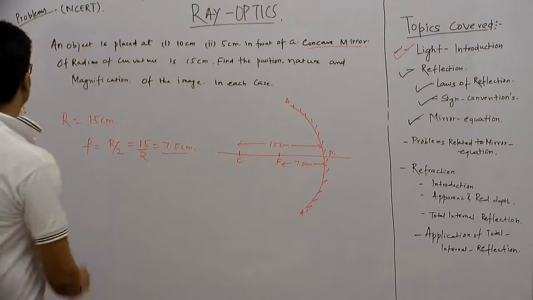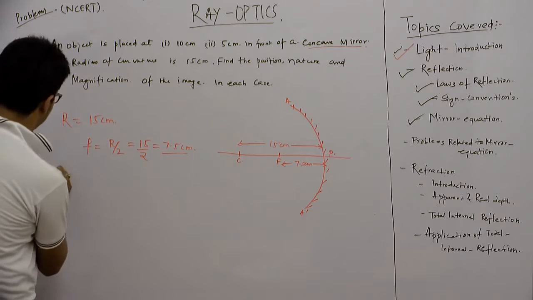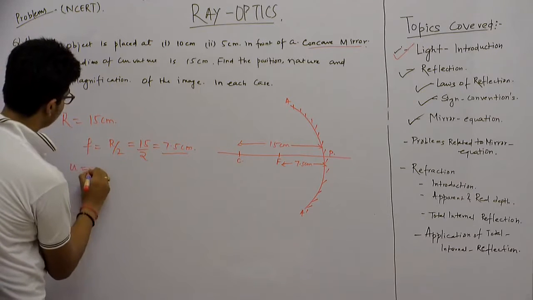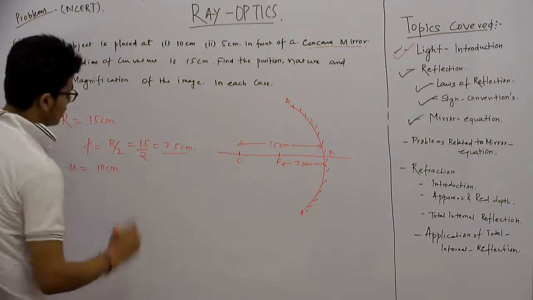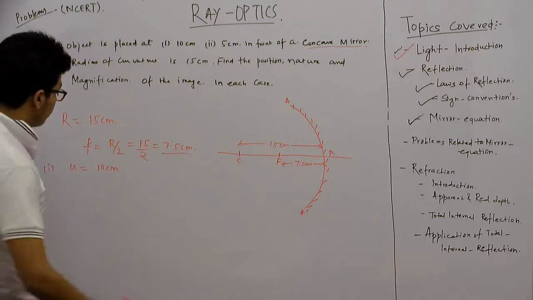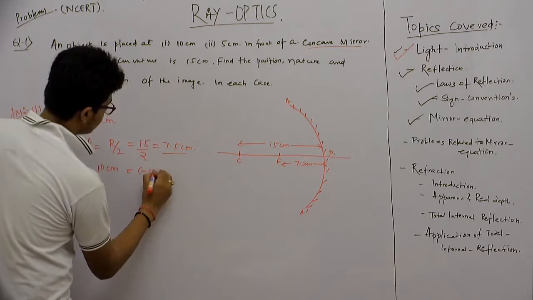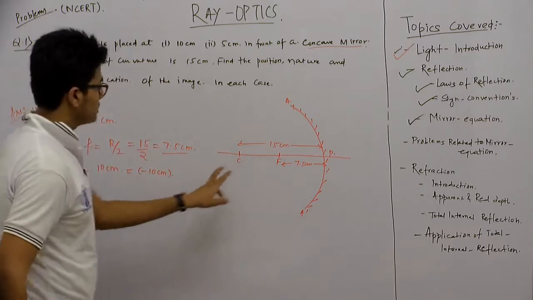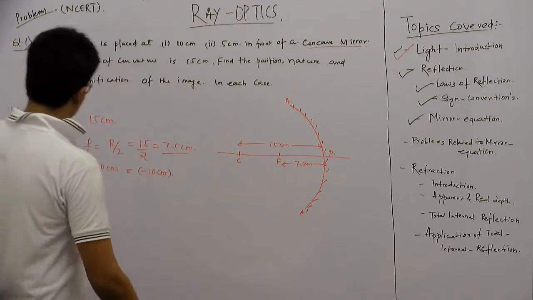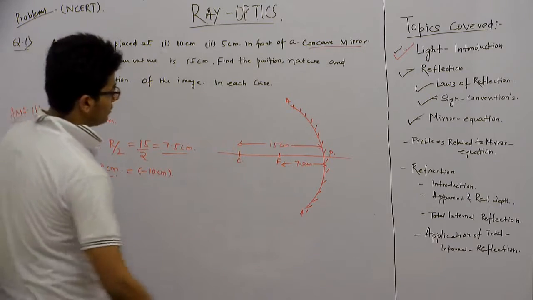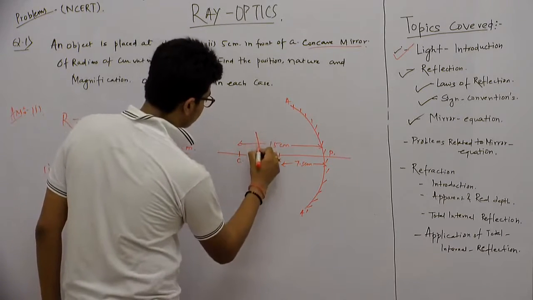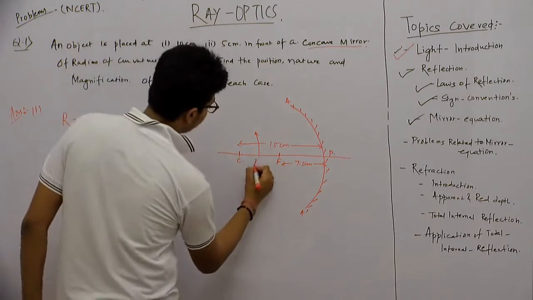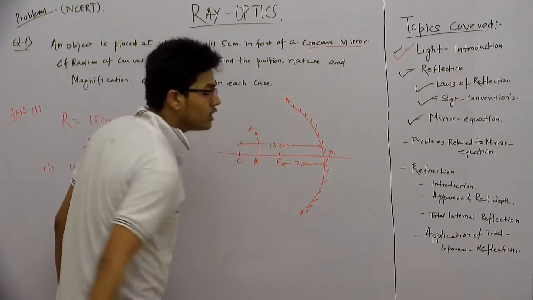My first part of this question is when object distance u is given as 10 centimeter. Using a proper sign convention, it is minus 10 centimeter, because object is in between C and F. Object distance is 10 centimeter, which lies between C and F. Let's say it is at this point, and AB is the height of the object.